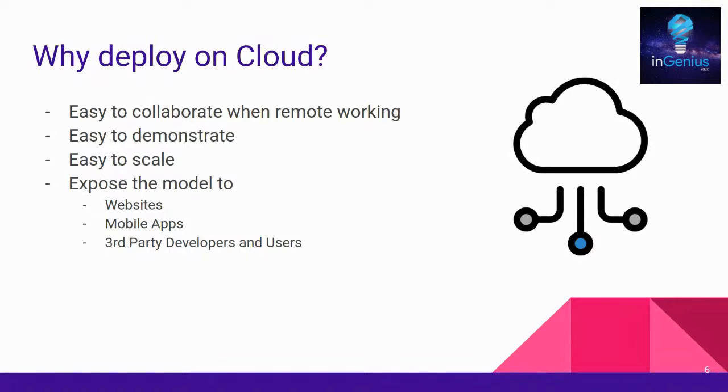So if your team is working on a parallel website or mobile application, having the model on the cloud makes it very easy to communicate, and both of them can use the same backend. And for third-party developers and users, you can see some people like Google and Bing, they expose their APIs for others to use. If you've got an amazing good model and you want to do that, you can do that very easily by deploying this model on the cloud.